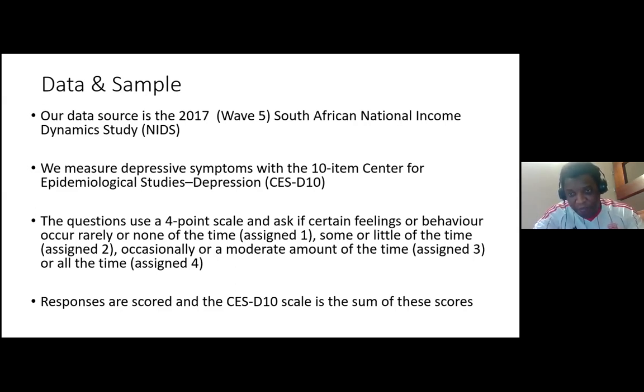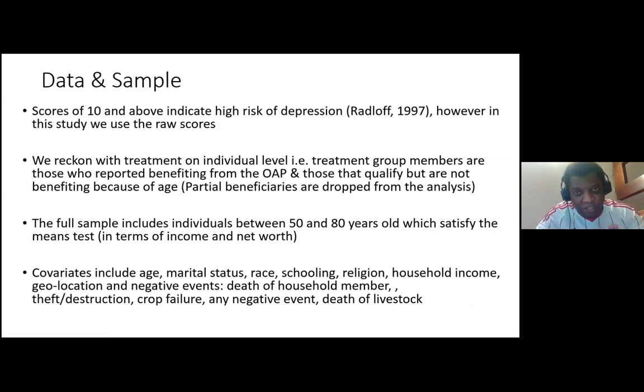So the questions ask somebody if certain feelings or behavior occur rarely or none of the time, some of the time, occasionally or a moderate amount of time, or all of the time. So we code those variables accordingly, and the sum of them represents what we are referring to as depressive symptoms, or depression scores. So the score basically ranges from 0 to 30.